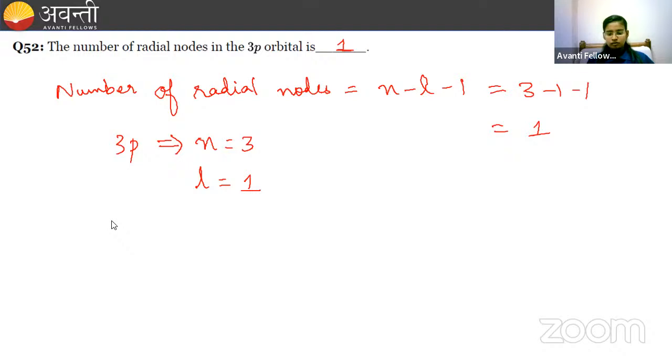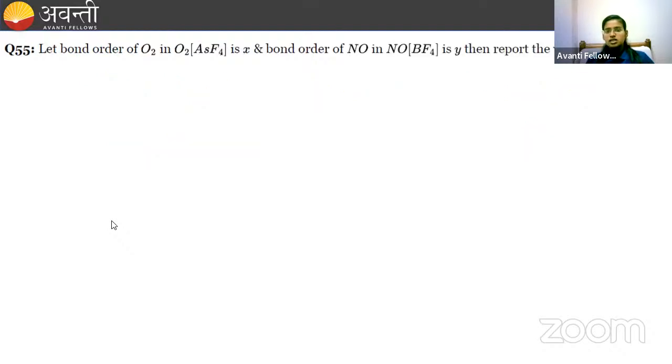So the number of radial nodes in the 3p orbital is equal to 1. So moving on to the next question, question number 55. Let the bond order of O2 in O2AsF4 be X and the bond order of NO in NOBF4 be Y. Then report the value of 10X plus Y. So let me take both the molecules. AsF4 has a -1 charge, so here it should be +1.